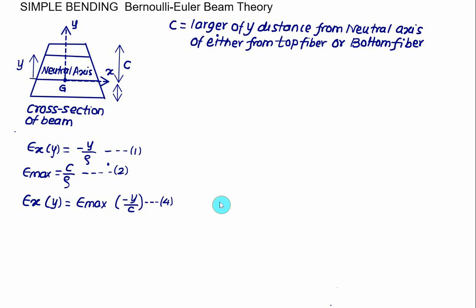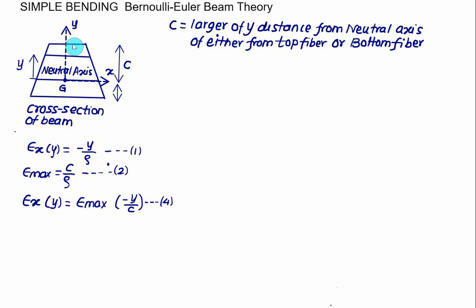So in the last video we developed the equation for the strain along the x-axis, which is a function of y, given as minus y divided by rho, where rho is the radius of curvature, and the maximum strain is given as c divided by rho, where c is the larger of the y distances from the neutral axis, either from the top fiber or from the bottom fiber.